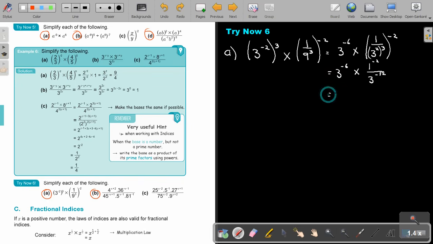Okay, so then this will be 3 to the power of negative 6. This becomes just 1. But this will become 3 to the power of 12. And then I'm just going to take it up. So it's negative 6 plus 12. That's 3 to the power of 6. And if you have to press it on the calculator, it's 729. That's your final answer. Okay, and then I'm going to look at number B.